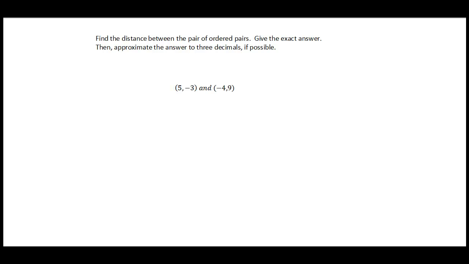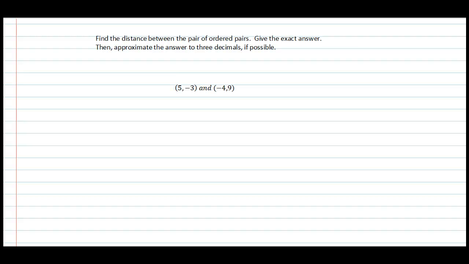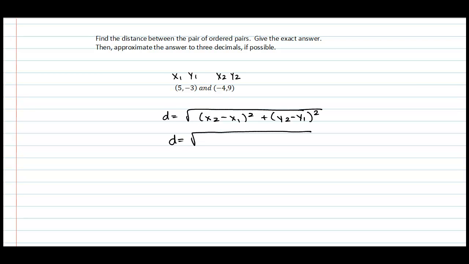Find the distance between the pair of ordered pairs. Give the exact answer. Then approximate the answer to 3 decimal places if possible. By labeling the ordered pairs using x1, y1, x2, y2, and using the distance formula, I will have a distance that has -4 minus 5 squared plus 9 minus -3 squared.